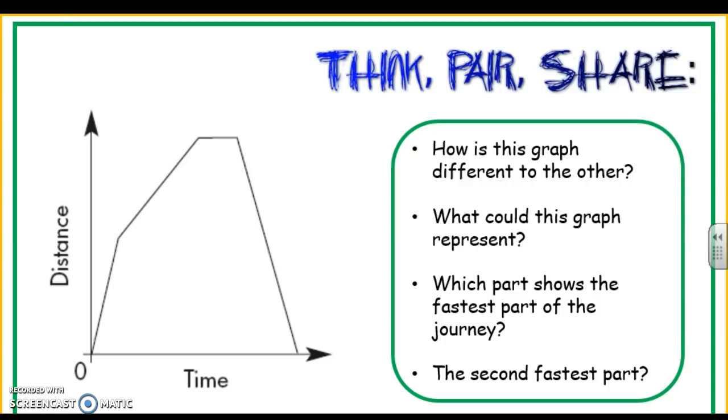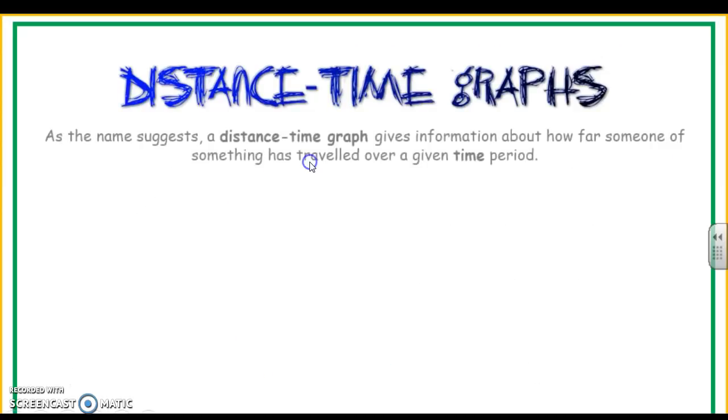I need to think about the gradient. So the steeper the gradient, okay, the faster my speed is. Whereas if I look here, this gradient is fairly steep, okay, but this gradient here is steeper. So we started off moving really, really quickly, then kind of slowed down our speed, then completely stopped, and then very rapidly returned back to where we started.